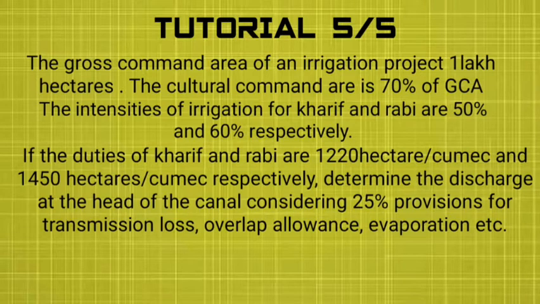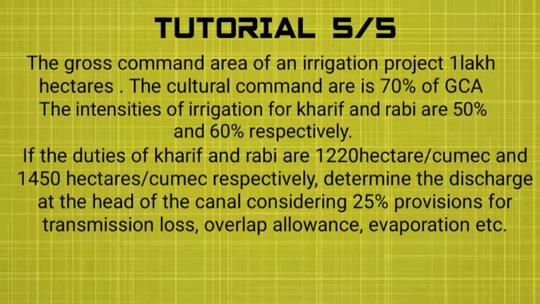Tutorial 5 by 5. The gross command area of an irrigation project is 1 lakh hectares. The culturable command area is 70% of the gross command area. The intensities of irrigation for Kharif and Rabi are 50% and 60% respectively. If the duties of Kharif and Rabi are 1220 hectares per cumec and 1450 hectares per cumec respectively, determine the discharge at the head of the canal considering 25% provisions for the transmission loss, overlap allowance and evaporation, etc.